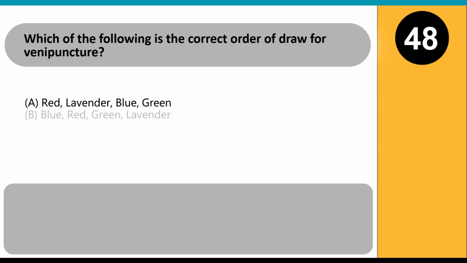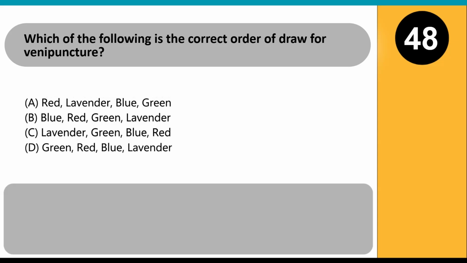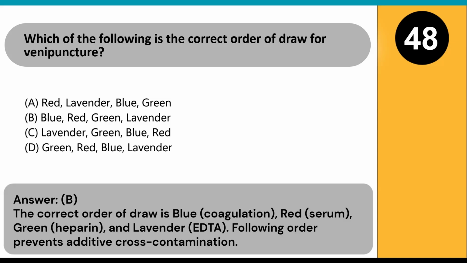Which of the following is the correct order of draw for venipuncture? A. Red, lavender, blue, green. B. Blue, red, green, lavender. C. Lavender, green, blue, red. D. Green, red, blue, lavender. Answer: B. The correct order of draw is blue (coagulation), red (serum), green (heparin), and lavender (EDTA). Following the order prevents additive cross-contamination.